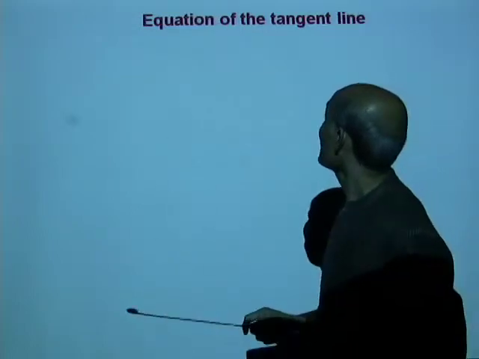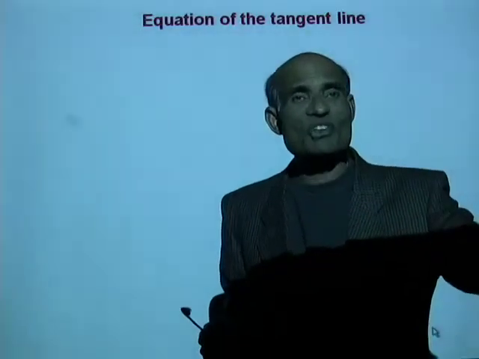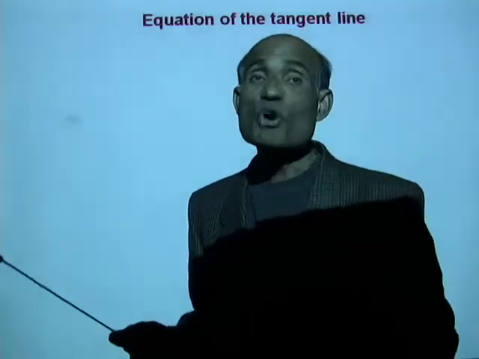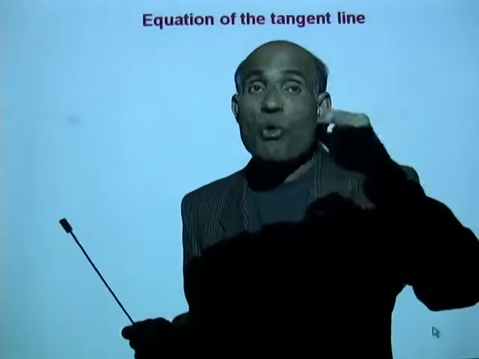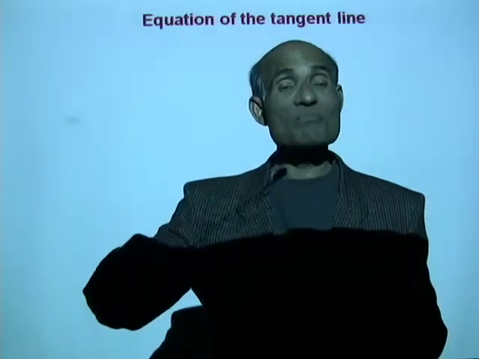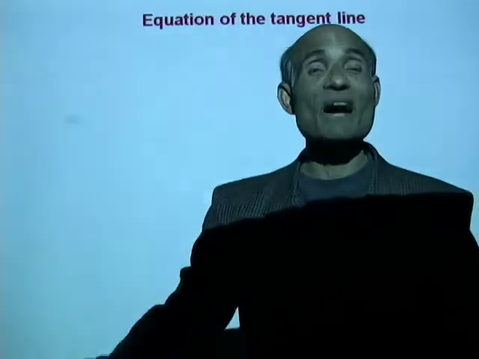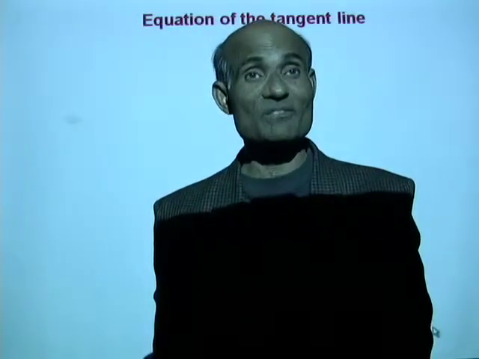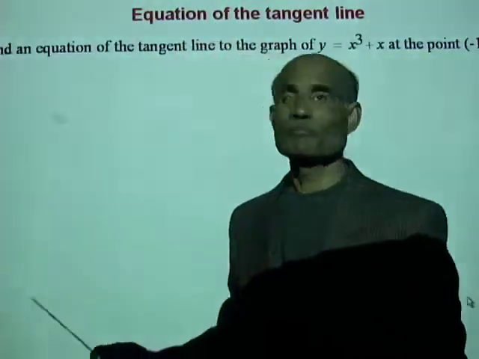How about the equation of the tangent line? We did a problem in the last lesson finding the equation of a tangent line. If you know the slope of a tangent line and a point on the tangent line, we can use the equation y minus y1 equal to m times x minus x1 to write an equation of the tangent line. Is that right? Yes. Okay, let's try this problem.